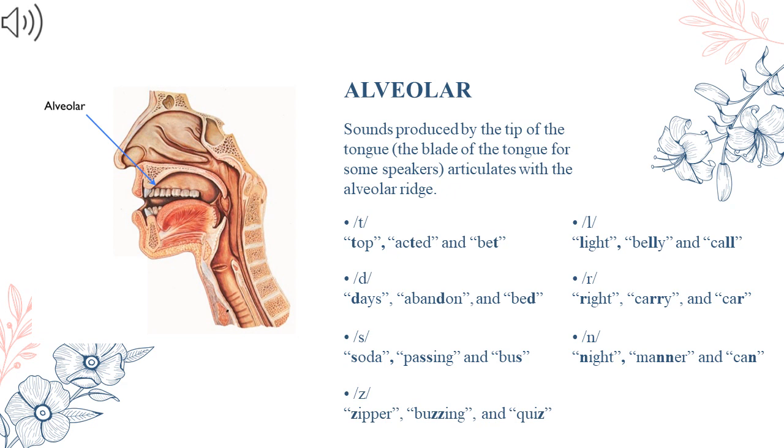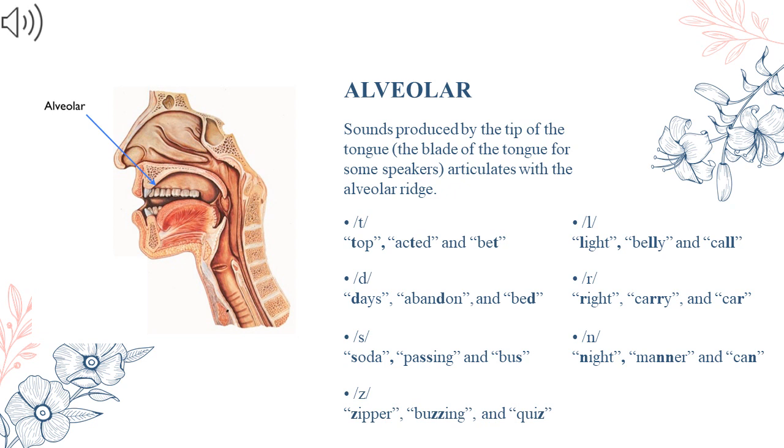Next place of articulation is alveolar. Alveolar sounds are created with the tip of the tongue touching or approaching the alveolar ridge. These sounds are t, as in top, acted, and bat. D, as in dazed, abandoned, and bad. S, as in soda, passing, and buzz. Now, this sound changed a little bit, because the tip of the tongue isn't actually touching the alveolar ridge, but is approaching it. That is z, as in zipper, pushing, and quiz.